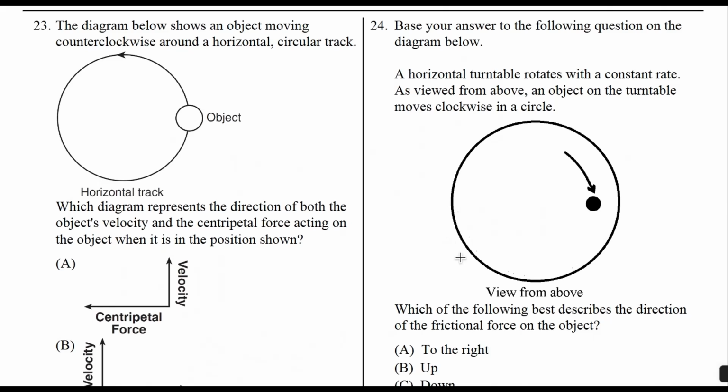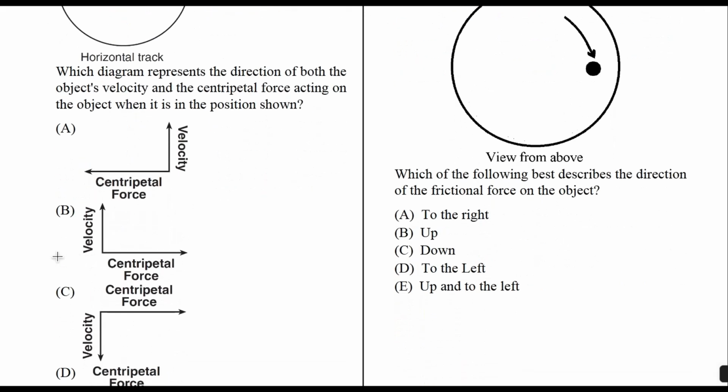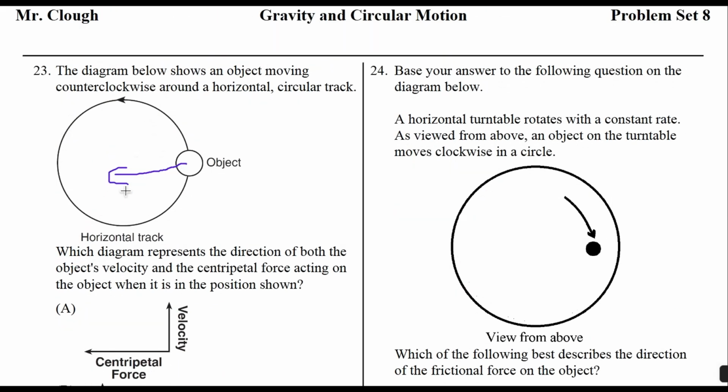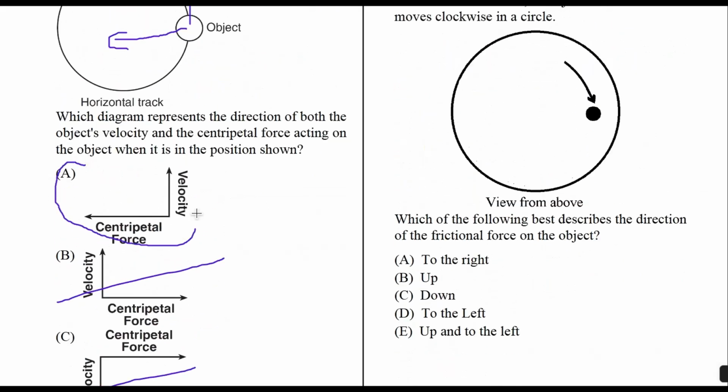23. An object going around a circle, what direction are the velocity and centrifugal force? At this point, the centrifugal force is always pointing towards the center of the circle. If only I could draw a straight line. So boom and boom, those are out. And the velocity is always going to be tangent to the circle in the direction that it's moving. So since it's going in this counterclockwise path, the velocity will go straight up like this. So A.